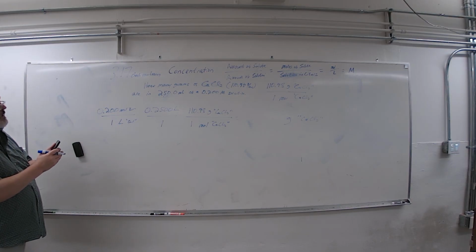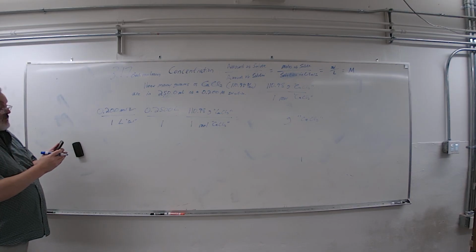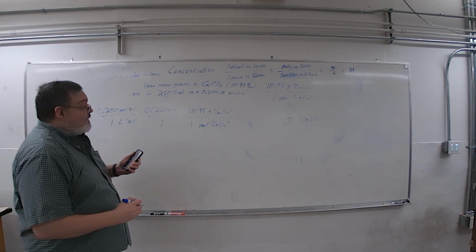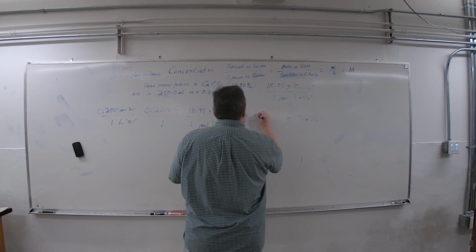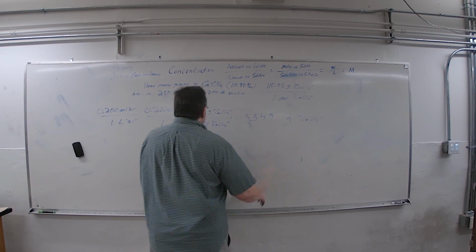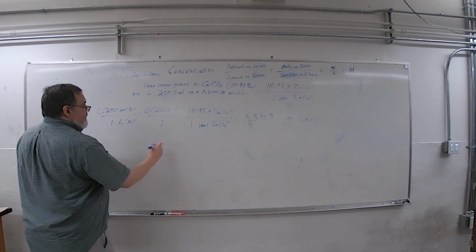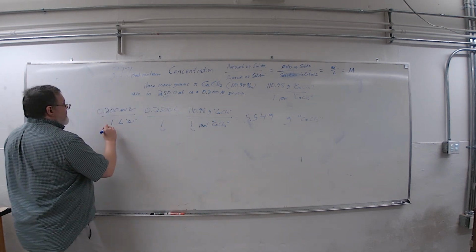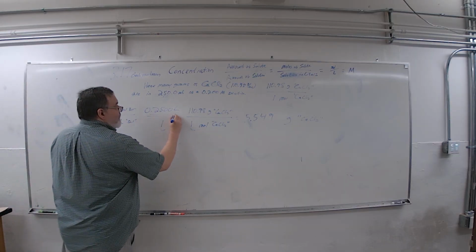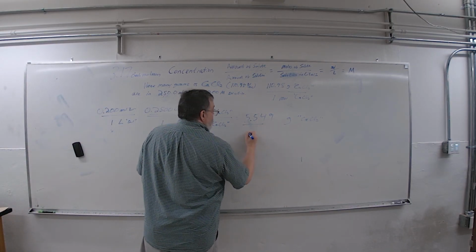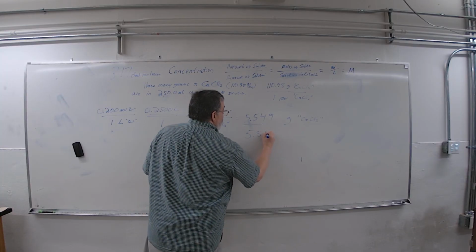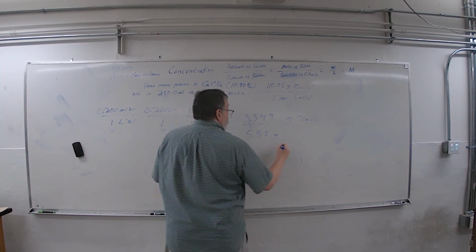0.200 times 0.2500 times 110.98. My calculator stopped at that. Exact. 3 significant figures, 4, 5. We're keeping 3. The 9 rounds to 4, so 5.55 grams.